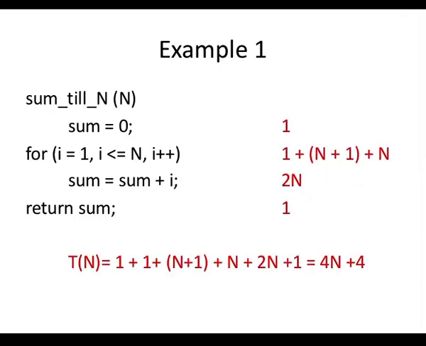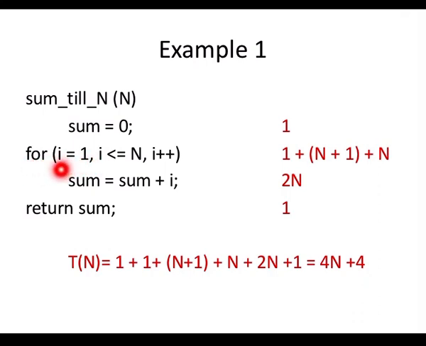Now, example number 1, the example of the sum. We are summing elements in the array from the first element to the last element. The number of elements is capital N, so the length of the array is capital N. Initially the sum is equal to 0. This is only one assignment operation, 1. Now we have the loop here.